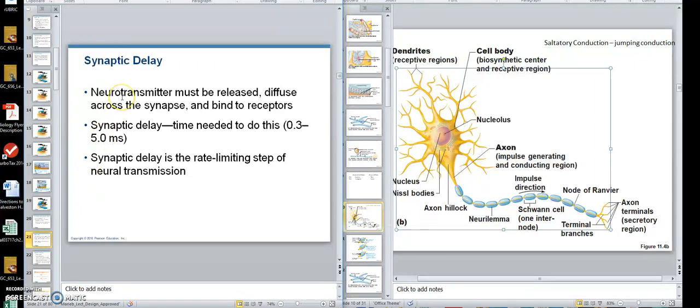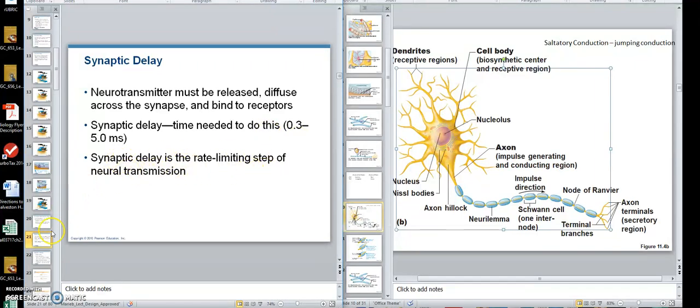Synaptic delay. With the electrical coupling we talked about, where the action potentials went directly from one through the other through gap junctions, there's no synaptic delay. But with chemical synapses, which are the most common, there is. Neurotransmitter must be released, diffuse across, synaptic delay, and so forth.